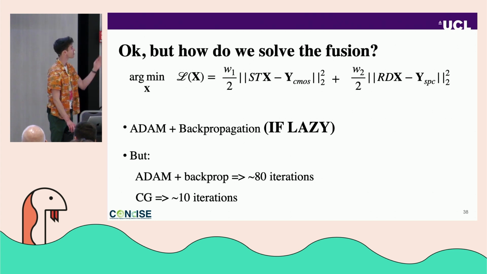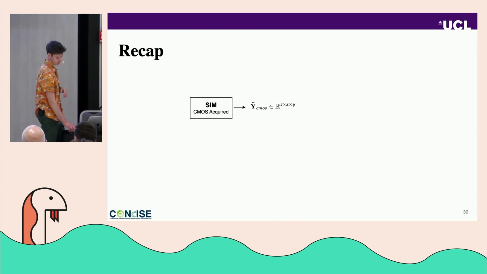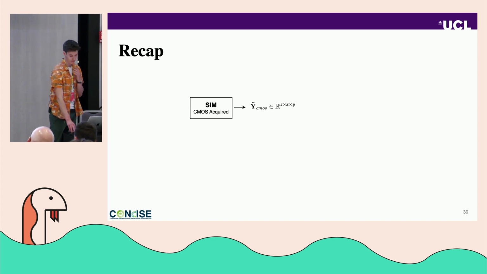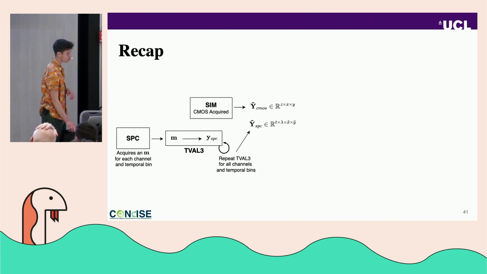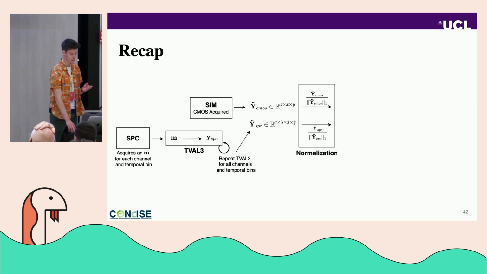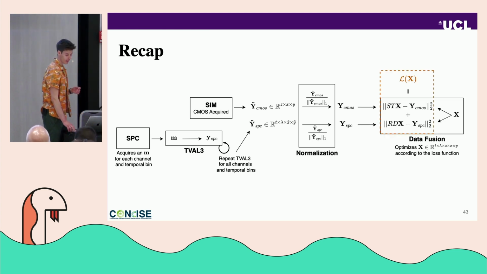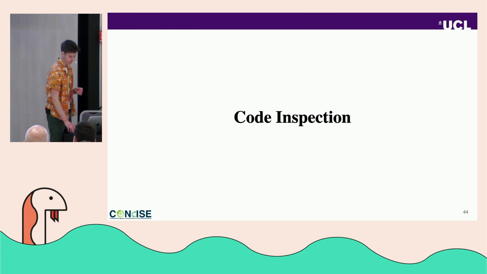So sometimes it's nice to use something else. So let's recap quickly. We have this CMOS acquired data with this structured illumination microscopy technique. We have the SPC. We perform total variation for each time and for each spectral channel. We get these two tensors. We normalize them. And then at the end, we perform this data fusion algorithm by minimizing that function.